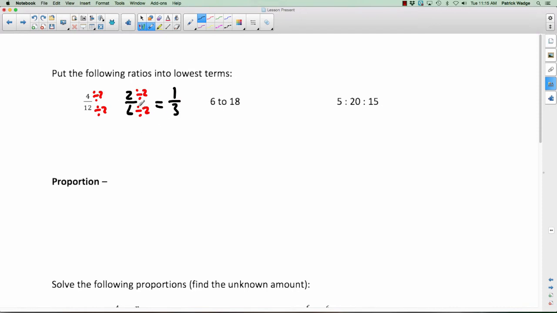Now, what if I didn't want to do this in 2 steps? How could I have done that in 1 step? Remember, if you want to put things in lowest terms, always try to divide by the biggest thing possible.